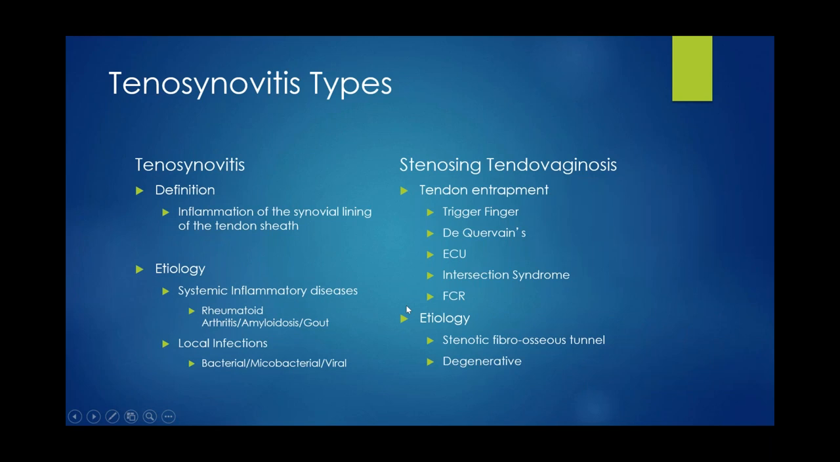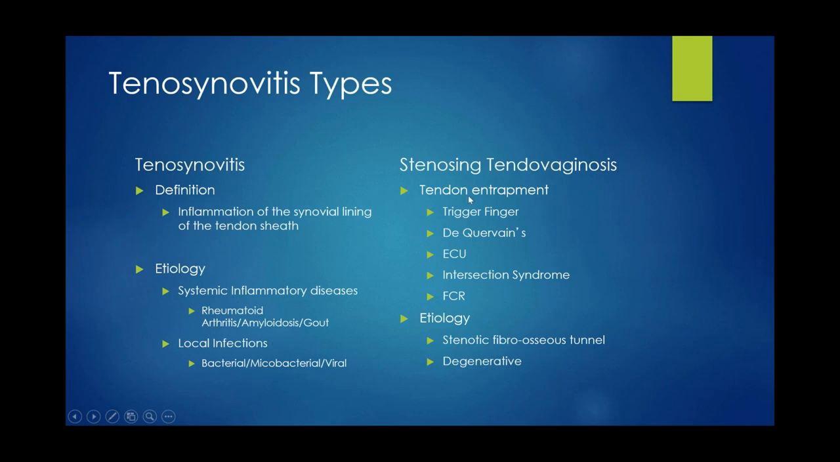Moving on to the different types of tenosynovitis, this is more of a for-your-information kind of grouping of slides. Essentially, tenosynovitis can be broken up into inflammatory causes and what I would consider non-inflammatory causes or stenosing issues. So tenosynovitis to me is typically an inflammatory reaction that involves the lining of the synovial sheath and/or tendon. Causes could include systemic inflammatory diseases such as rheumatoid arthritis, amyloidosis, or gout, or perhaps infections.